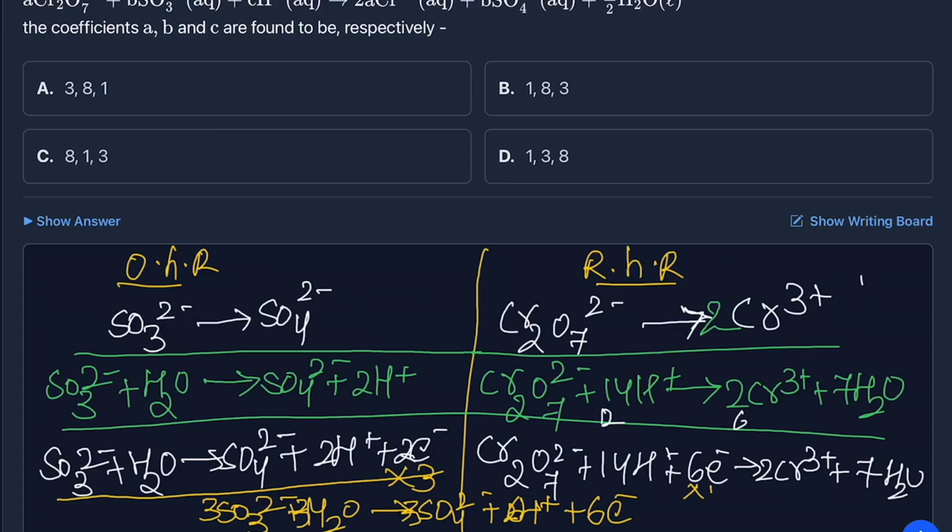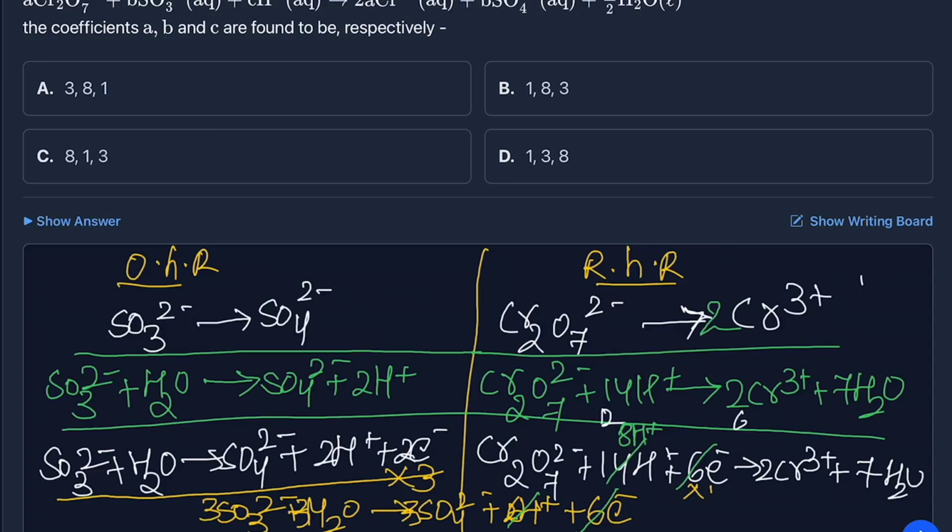So this is our oxidation, this is our reduction. So we have to cancel. How many electrons are there here? 6 electrons, and 6 electrons get cancelled. Next, how many hydrogens are getting cancelled? Here 14 hydrogens are there, here 6 hydrogens are there. So how many hydrogens remained? 8 hydrogens remained. Next, water.